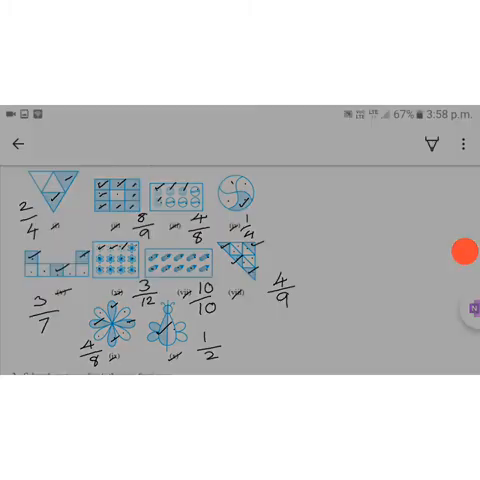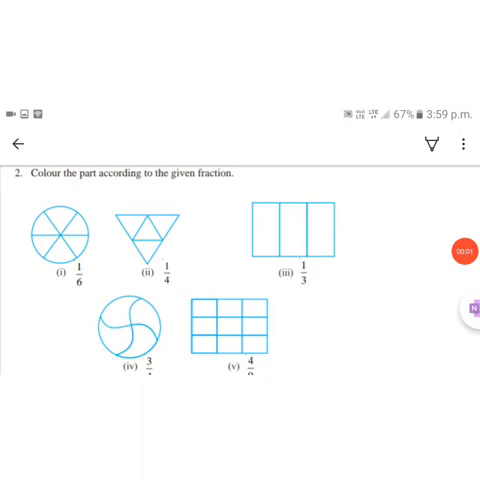Question number 2. Color the part according to the given fraction. Number 1, 1 by 6. So the total parts is 6. You want to shade one part. Number 2, 1 by 4. Number 3, 1 by 3. Total parts is 3. So the shaded parts is 1.